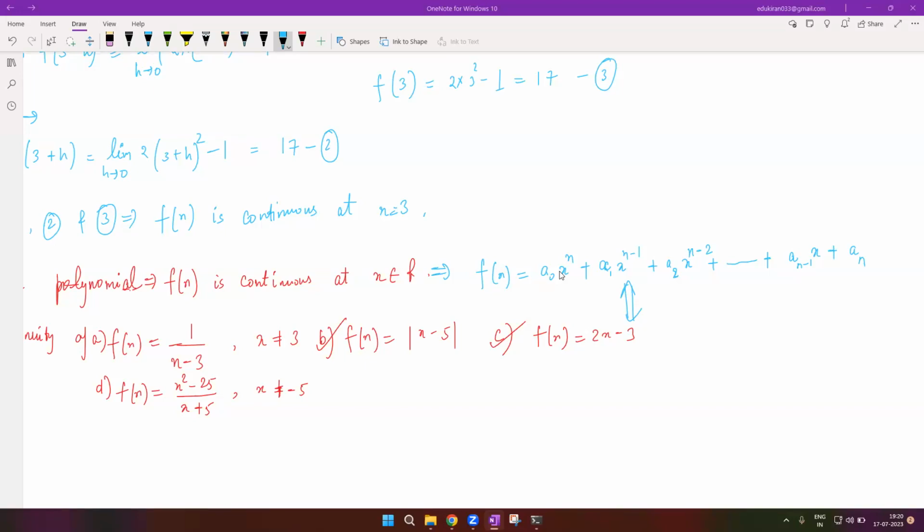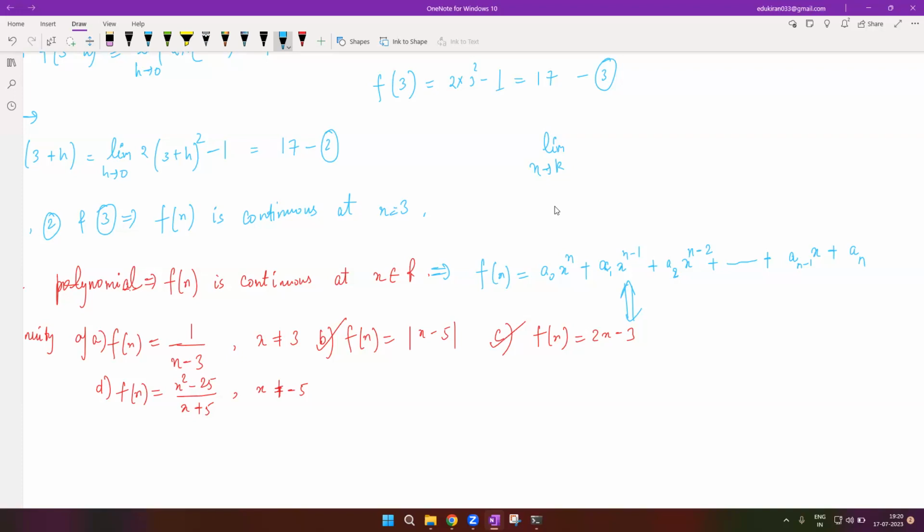Okay. Now, if you check LHL, RHL, and the value of the function at some given point, let's say I'm taking a general point, any general point, and I am expressing that as x tends to k. k can take any real number. k can be 0, k can be 1, k can be 2, k can be 3.